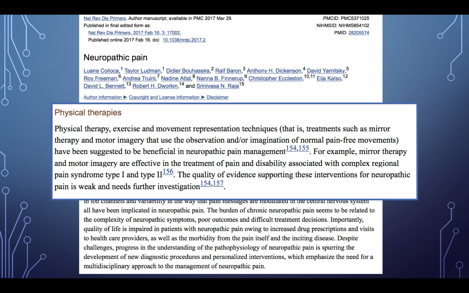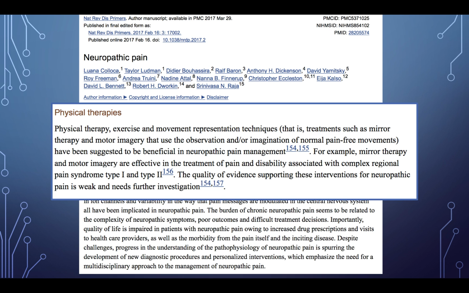Okay, so just going into some of the treatments besides pharmacotherapeutics. So we've got physical therapies. I don't know why they said physical therapies, but physical therapy, so exercise and movement representation techniques, they've been suggested to be beneficial in neuropathic pain management. So for example, mirror therapy and motor imagery are effective in the treatment of pain and disability associated with complex regional pain syndrome 1 and 2.